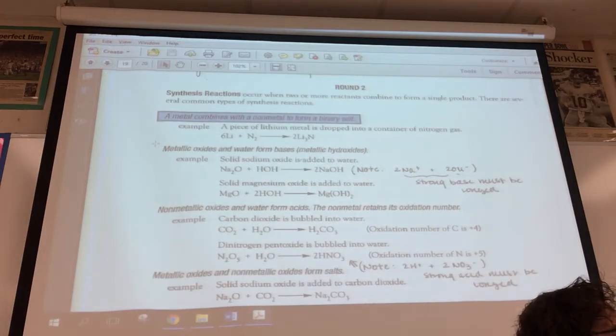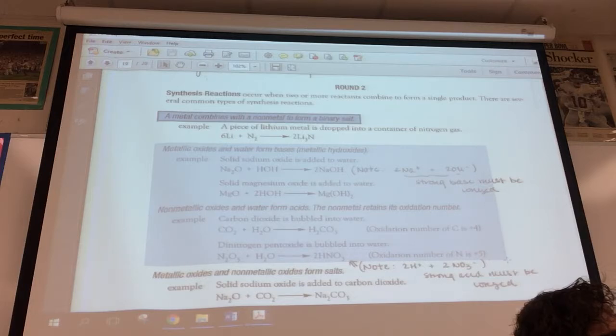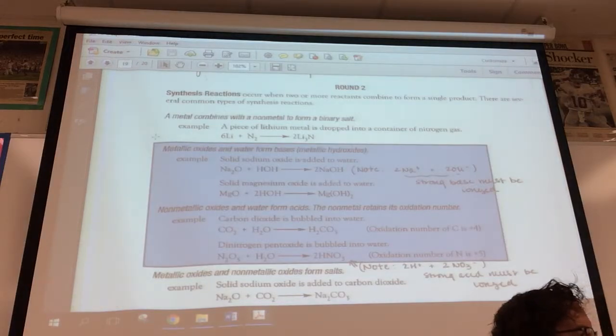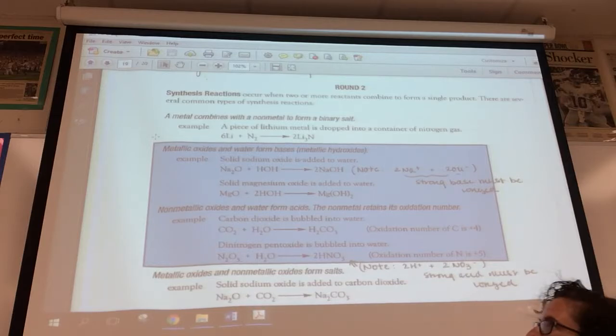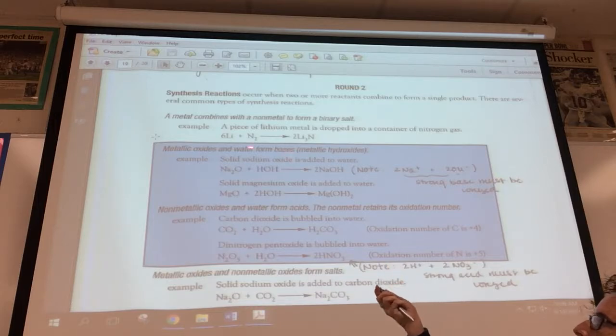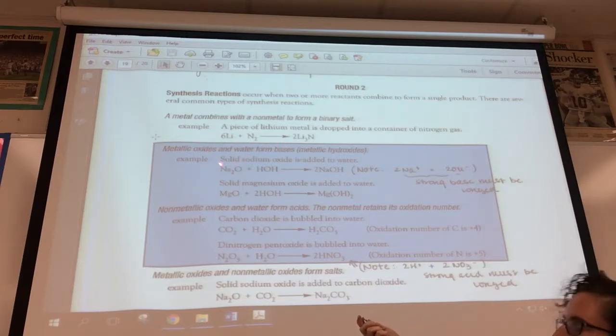We're going to focus on metallic oxides and water and non-metallic oxides and water. What you're going to see is that the metallic oxides, when they react with water, are going to form bases. Just remember MOB, M-O-B. Metallic oxide with water forms a base. If you have, for example, sodium oxide and water, you're going to form the base sodium hydroxide.